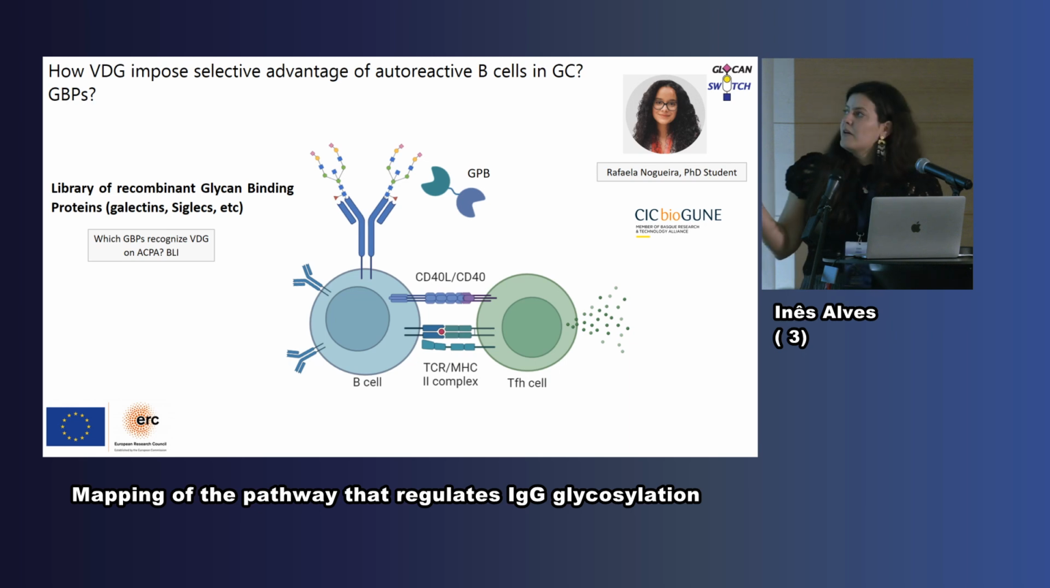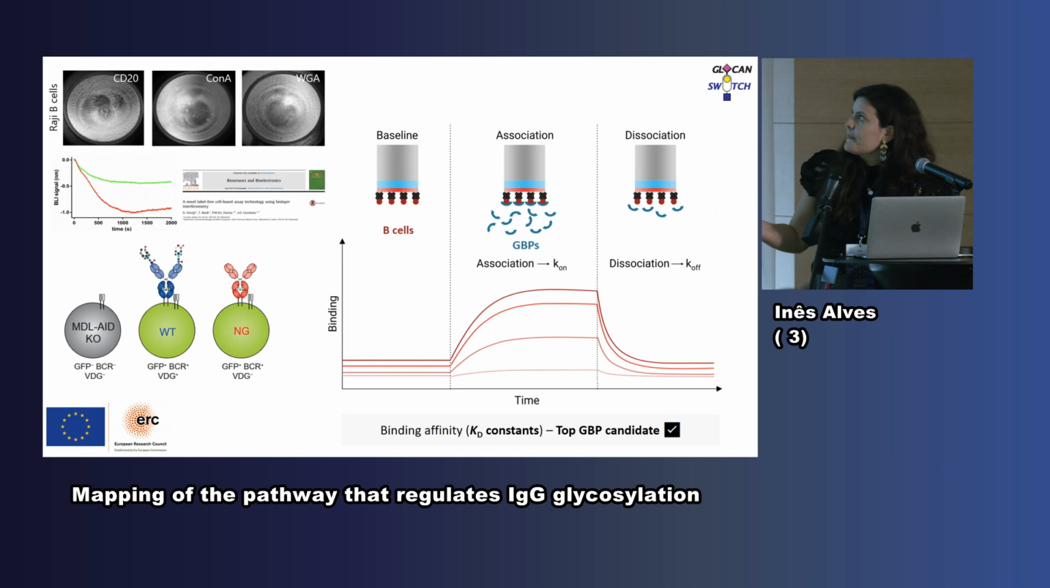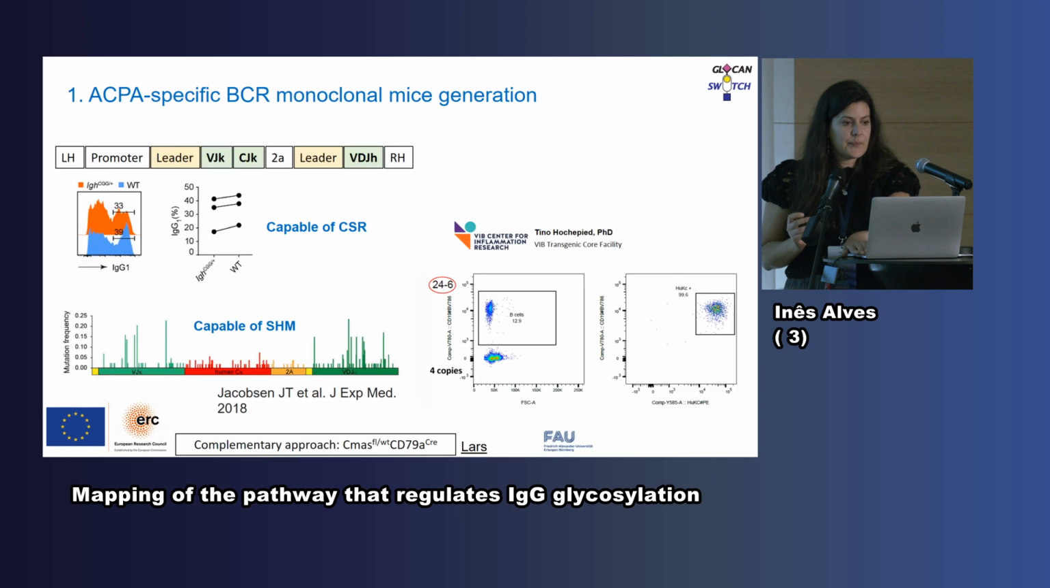So she has been collecting a library of recombinant glycan binding proteins such as, for example, galectins and Siglecs, and she is going to attach the B cells to the sensor and then test which are the GBPs that are found to have differences between the Fab glycosylated and the Fab non-glycosylated B cells. And after this, we just identify these top GBP candidates and move on to the functional in vitro co-cultures of B with T cells.